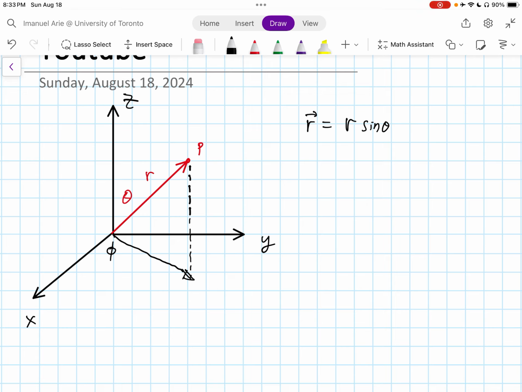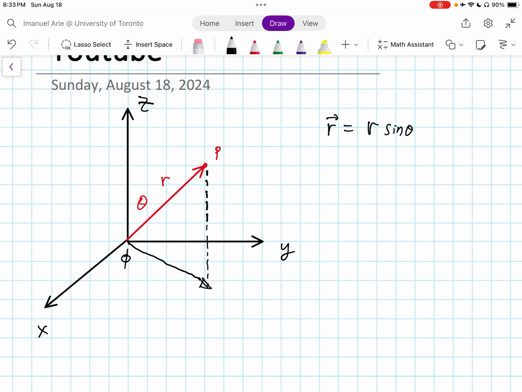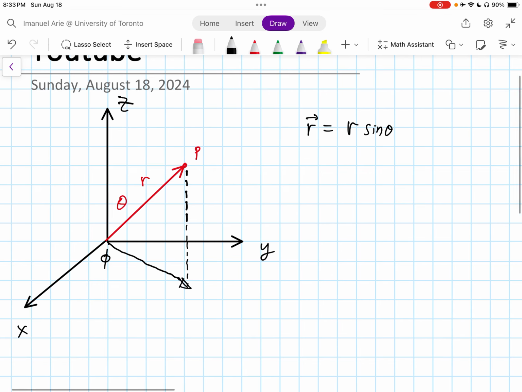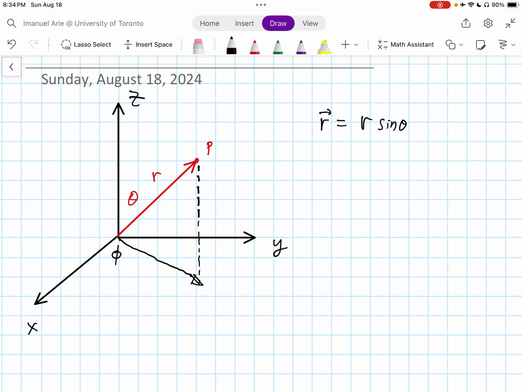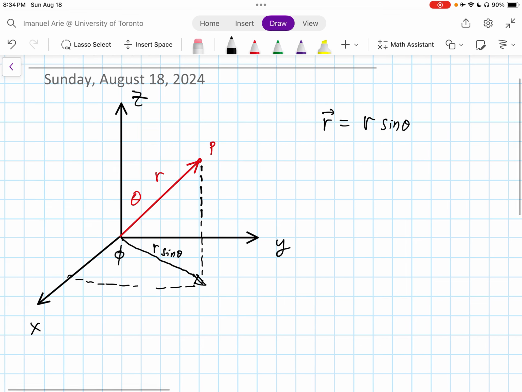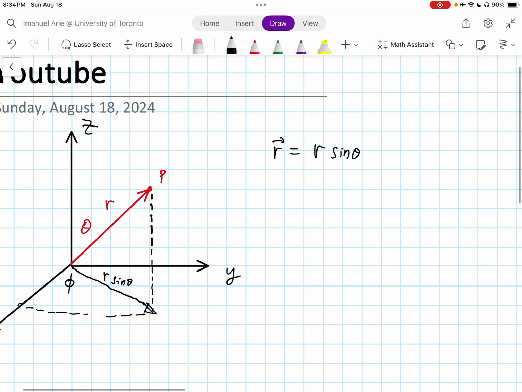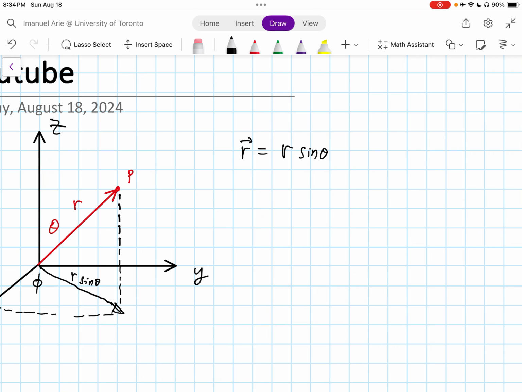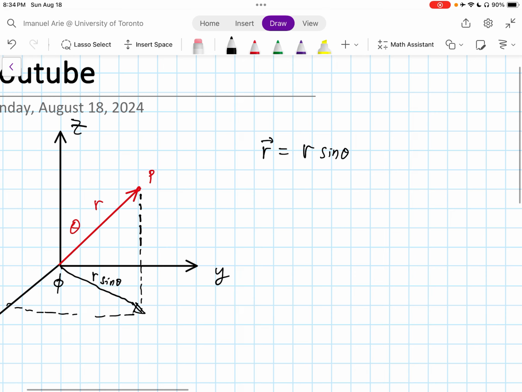What is r sine theta, by the way? If you look at our diagram here, r sine theta refers to the projection of this red vector onto xy plane. And then if we project it once again onto the x-axis, then we will have what? Let me just make it clear here. Let me mark this as r sine theta. And then if we project r sine theta onto x-axis, then we will get r sine theta cos phi. I expect you to understand this already because this is just simple trigonometry. So you should be very familiar with this.